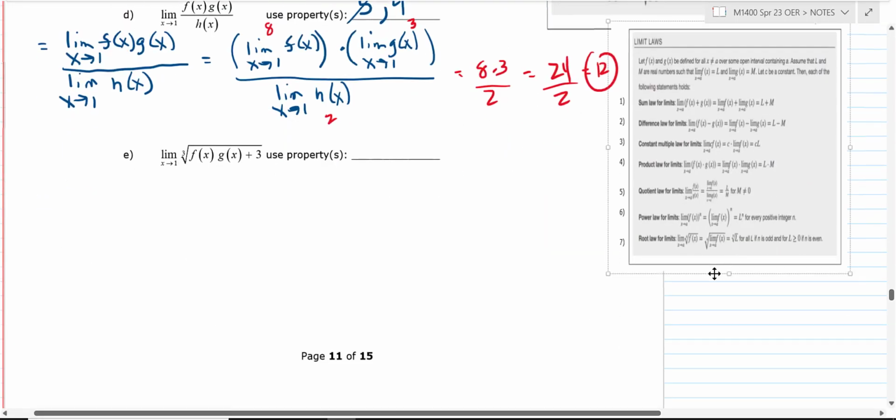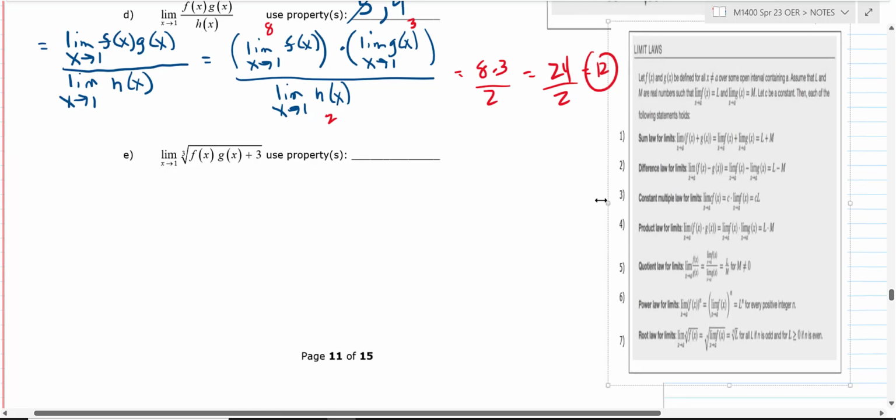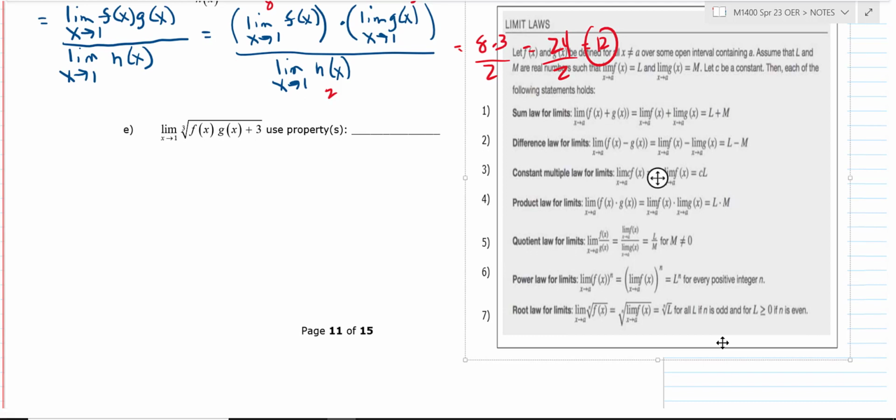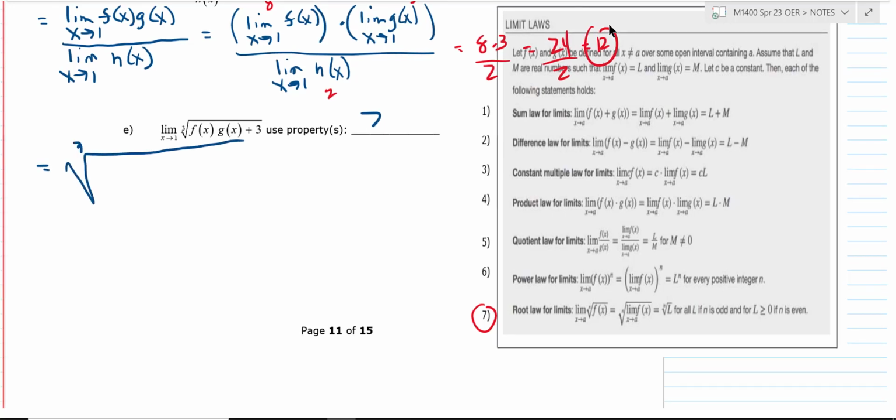Now this one you have a root like this. So we have a root law. Anytime you have a square root or something, then you want to use this root law. So we're going to start this one with property number 7. What property number 7 says is if you have a limit of a root, it can be a square root or a third root or whatever, then what you do is you do the third root of the limit. So you make that big third root symbol, and then underneath that you do the limit as x goes to 1 of f of x, g of x, and then plus 3 like that. Okay, so that's what property 7 says you can do.